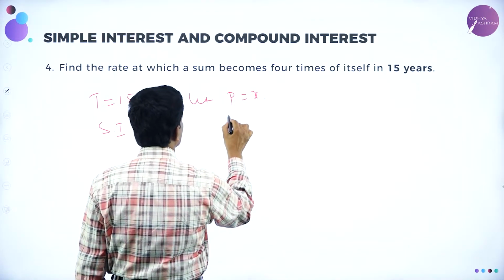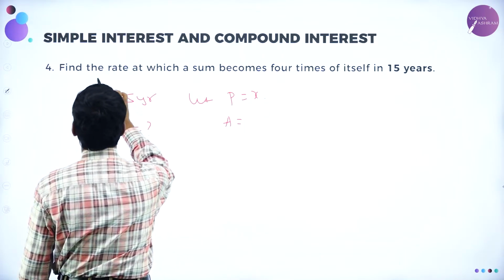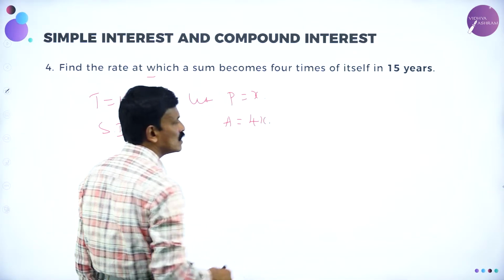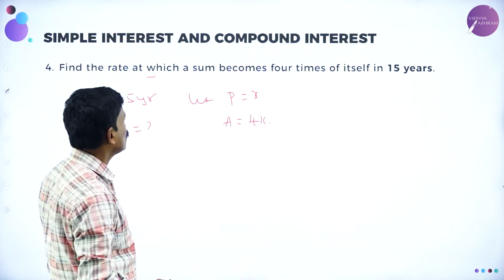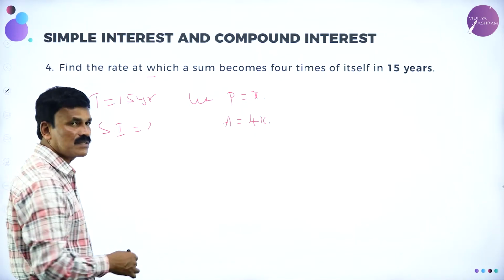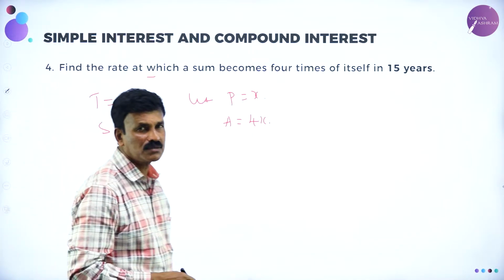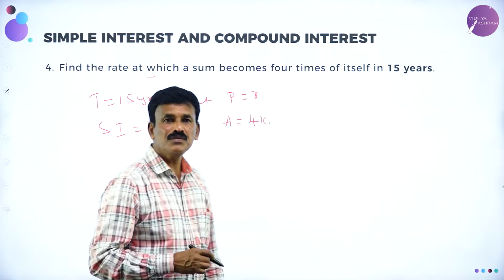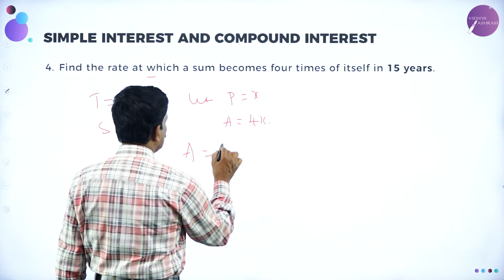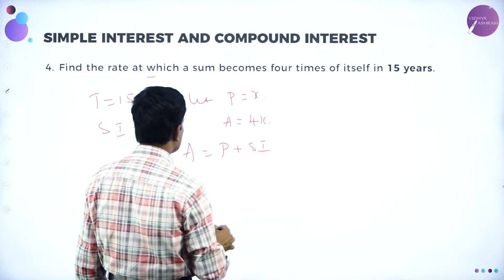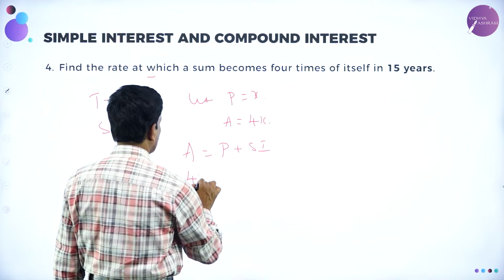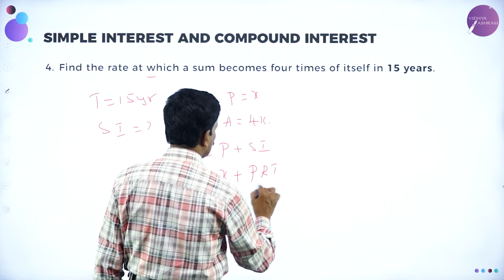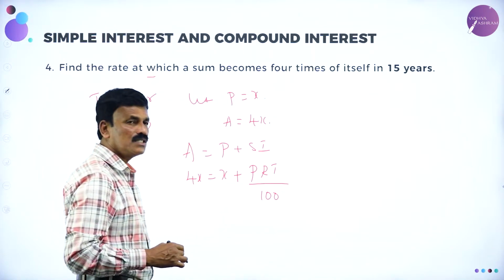Then what is the amount? The amount becomes 4 times x. Now if P is equal to x, amount is equal to 4x and time taken is 15 years, and the rate is to be determined. Now just take the relation between A and SI. We know that the amount is equal to principal plus simple interest. Amount is 4x, principal is x and the simple interest is PRT over 100. Simplify this and you will get the value of R.